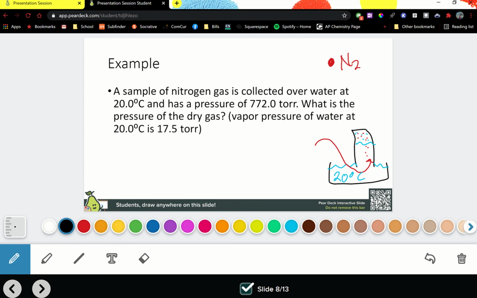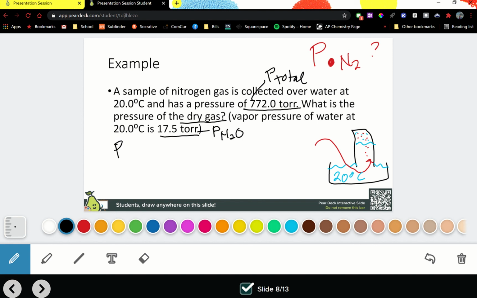So the sample has a pressure of 772.0 torr. What is the pressure of the dry gas? So we want to get rid of the water. We want to dry out our gas. It says at 20 degrees Celsius, our vapor pressure of water is 17.5 torr. So here is our total pressure, and here is our pressure of water. We want to know the pressure of nitrogen, just the dry gas alone.